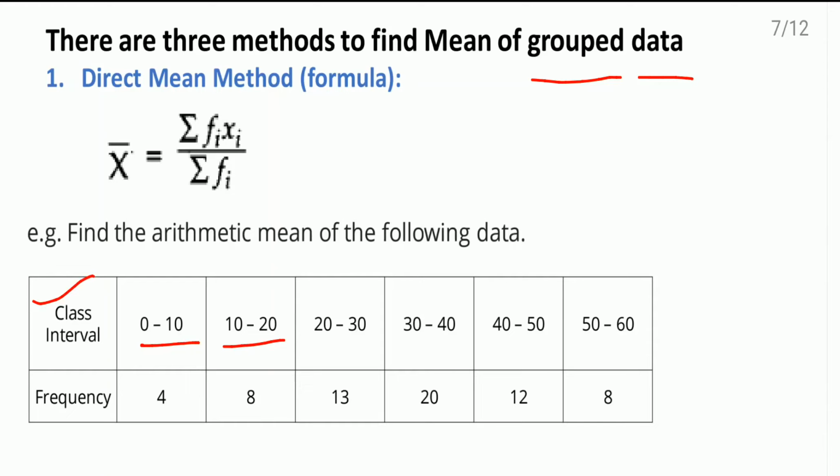Okay. Now for the direct method, same formula as the previous one. Only what is the difference? In this case, the groups are there. In the previous case, groups were not there. Correct? Now, let us see how to get the answer of this question.